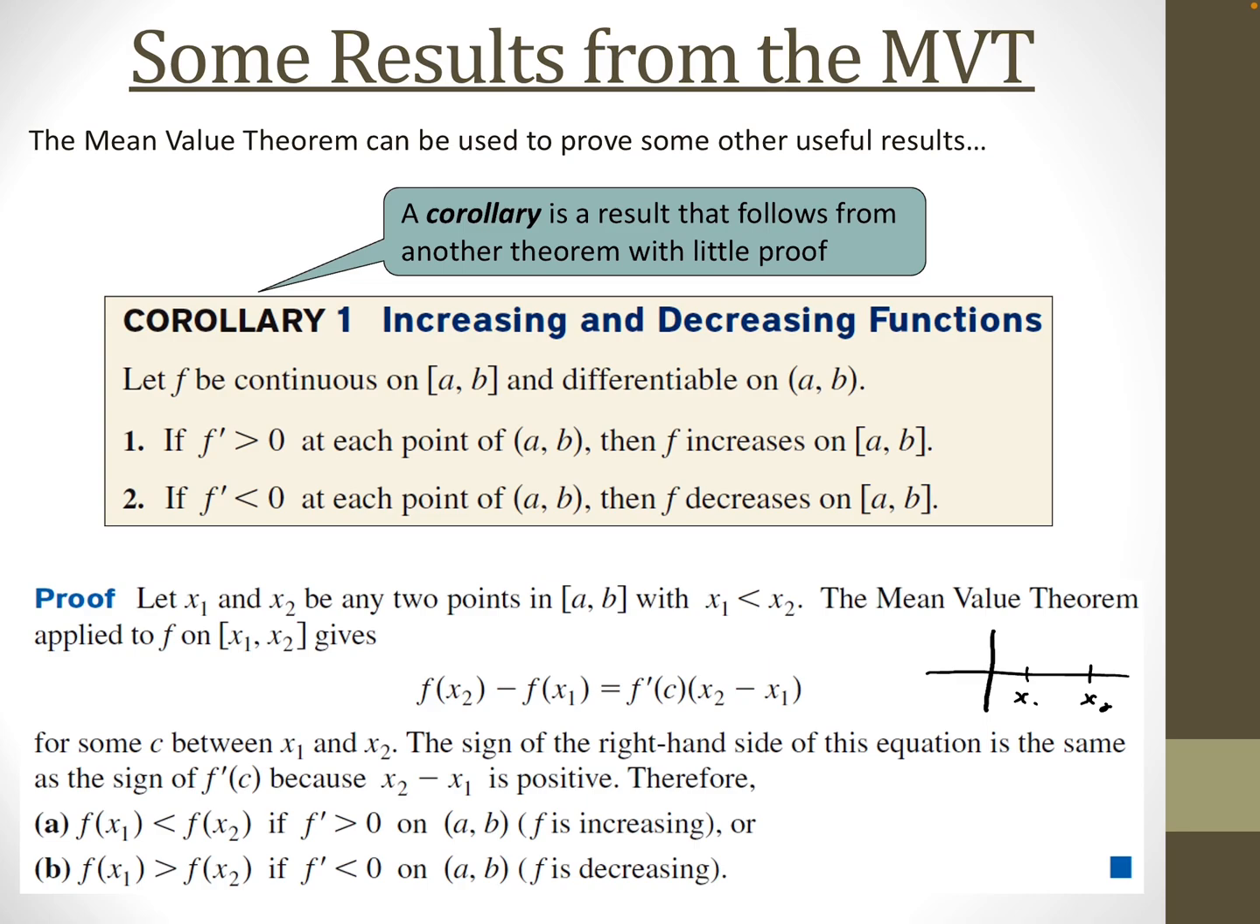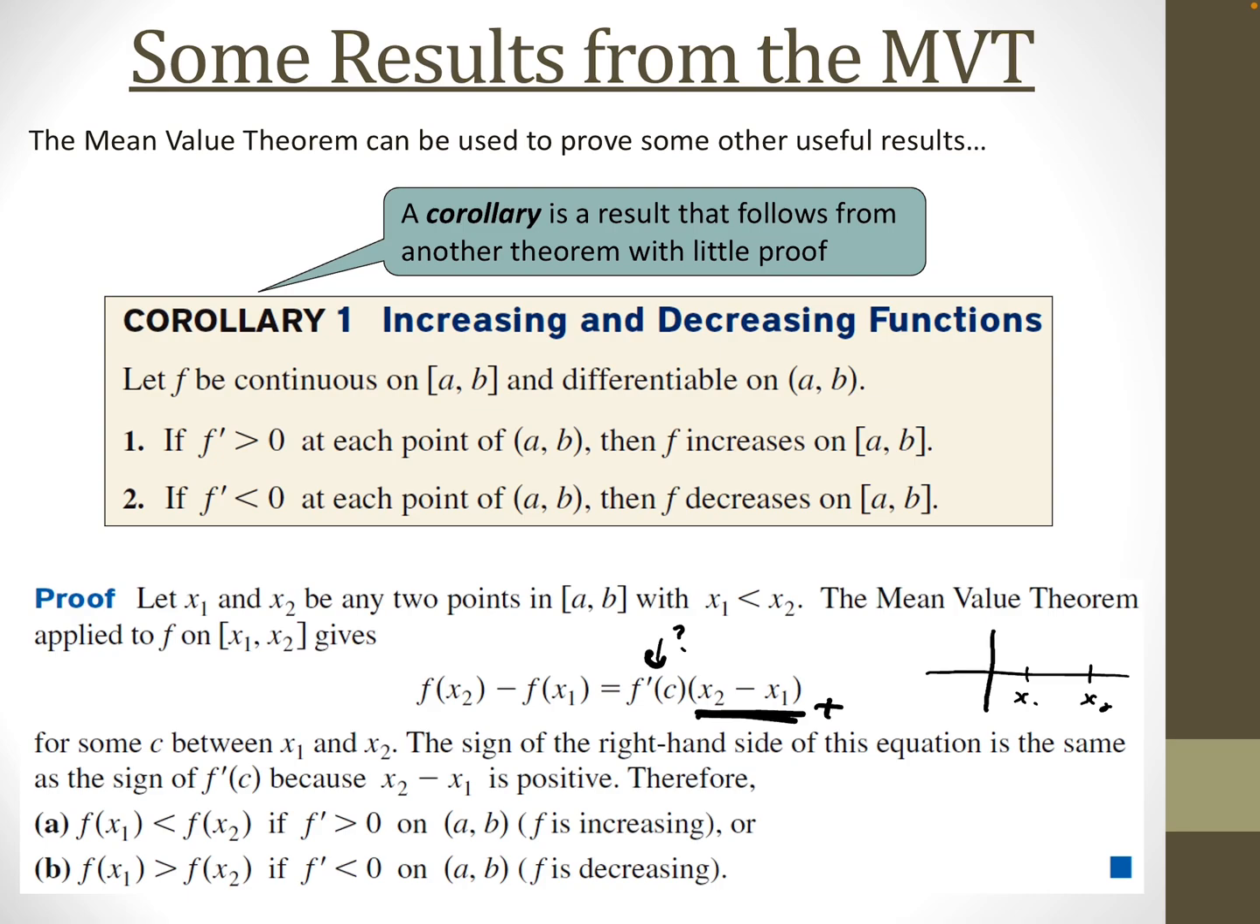And so the sign of the right side of this equation is the same as the sign of f prime at c, because this is positive. x2 minus x1, this part here, has got to be positive because x2 is greater than x1. That was what we started with, an x1 and x2. So the sign here will be decided by the sign of the derivative.